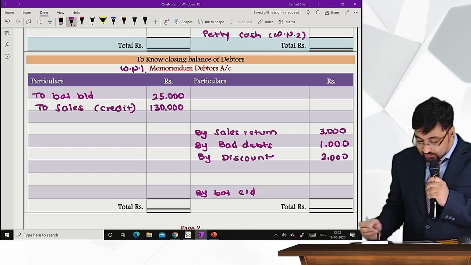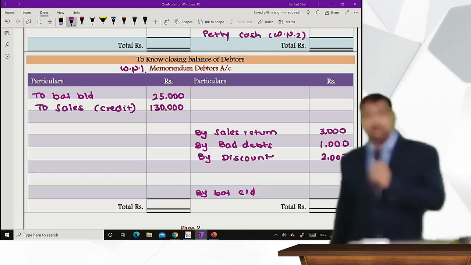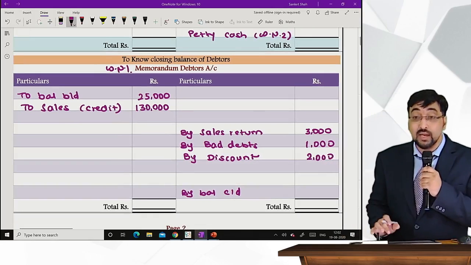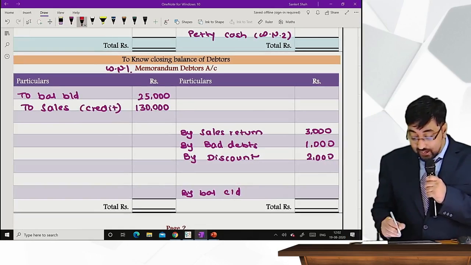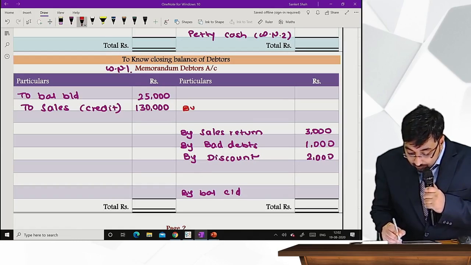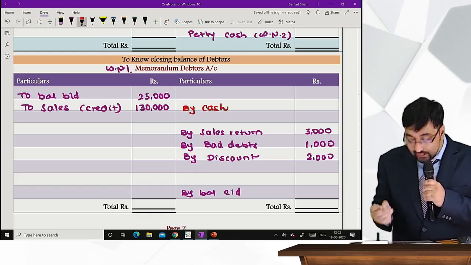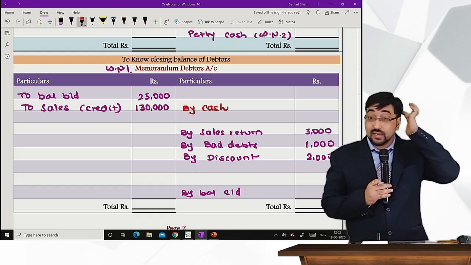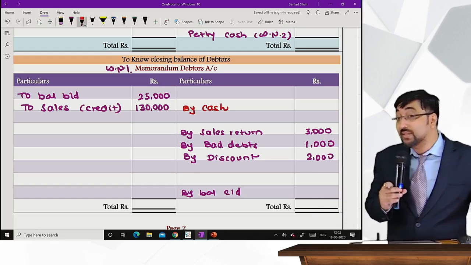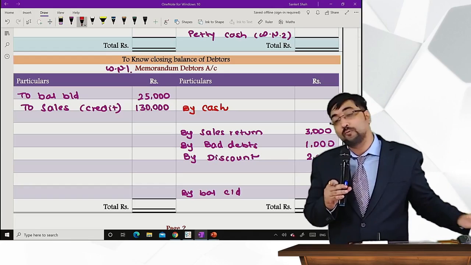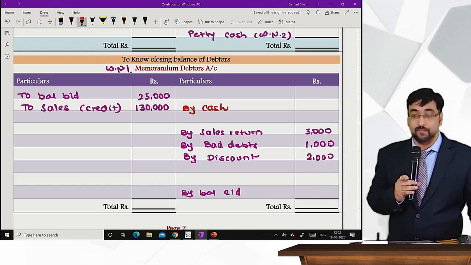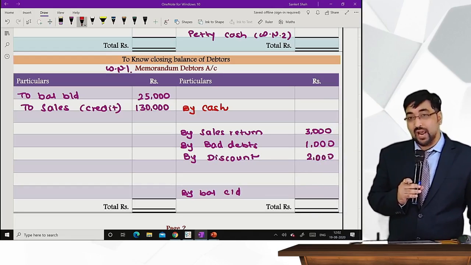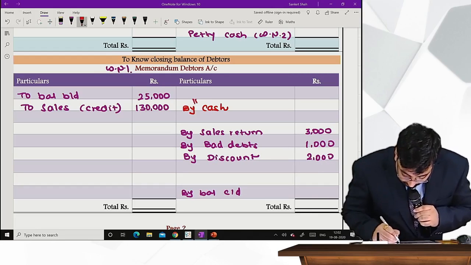Now there is one hidden amount, and that hidden amount is cash collected from debtors. Write it down by red pen because this is hidden. By cash on the second line, by cash which is collected from debtors. This is a tricky adjustment to find out this amount. So by cash, hidden, you can write IMP or hidden.